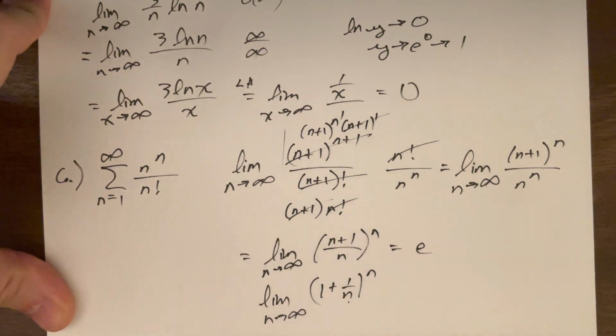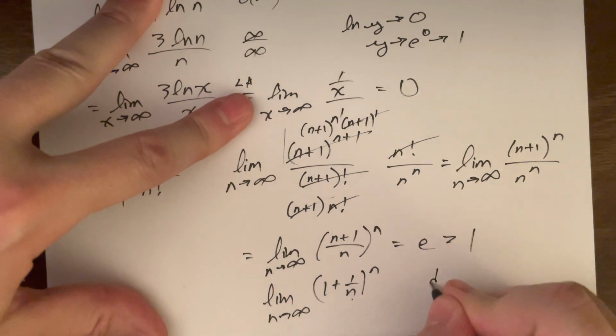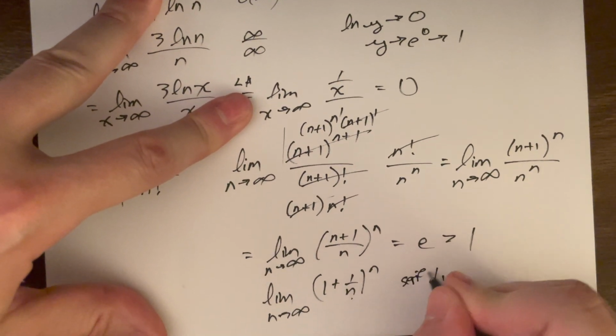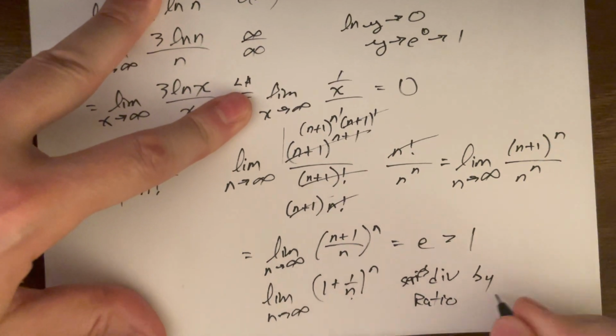e is approximately 2.7, so that is greater than 1. So now we know that this series diverges by our ratio test.